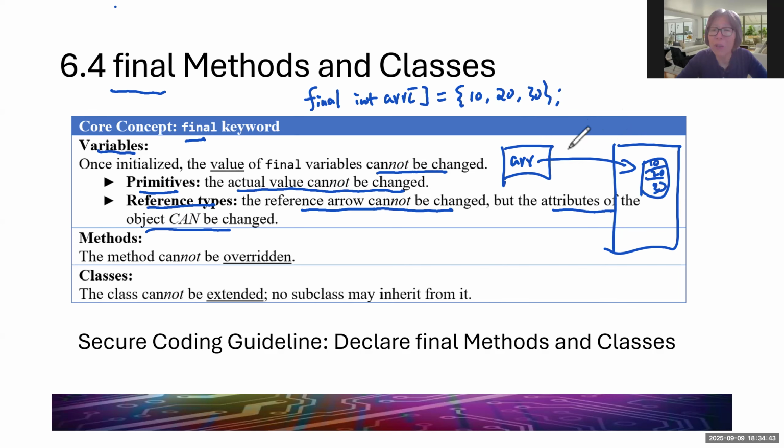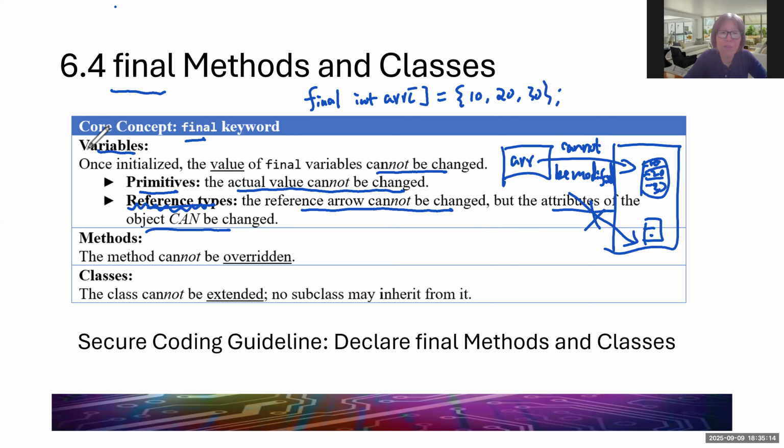This arrow cannot be modified, cannot be changed. But the contents you can change, like to -10, -20, -30. So that's regarding the reference type. You cannot let this arrow point to another new block. That will not be allowed.